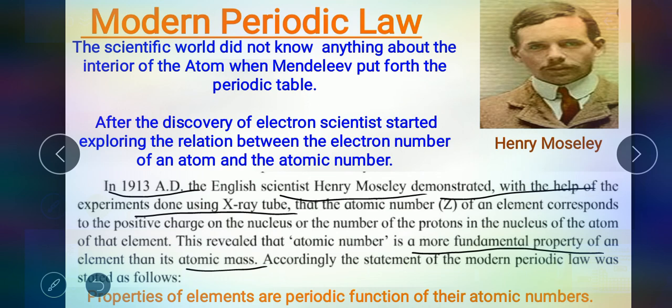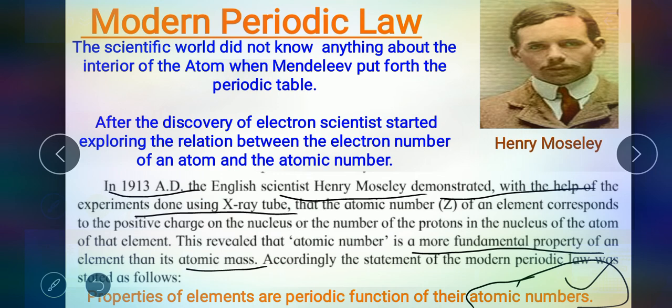Now, the modern periodic law was stated as follows, students. The statement is the same as in Mendeleev's periodic law: properties of elements are a periodic function of their atomic number. See here, students, previously, when we were doing Mendeleev's periodic table, it was atomic mass instead of atomic number. So there is a change of a word: atomic number is there instead of atomic mass.